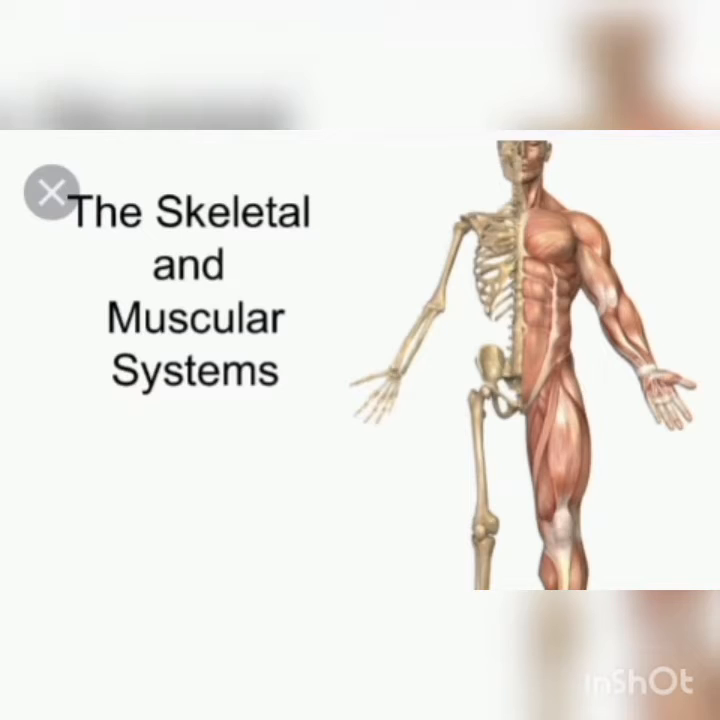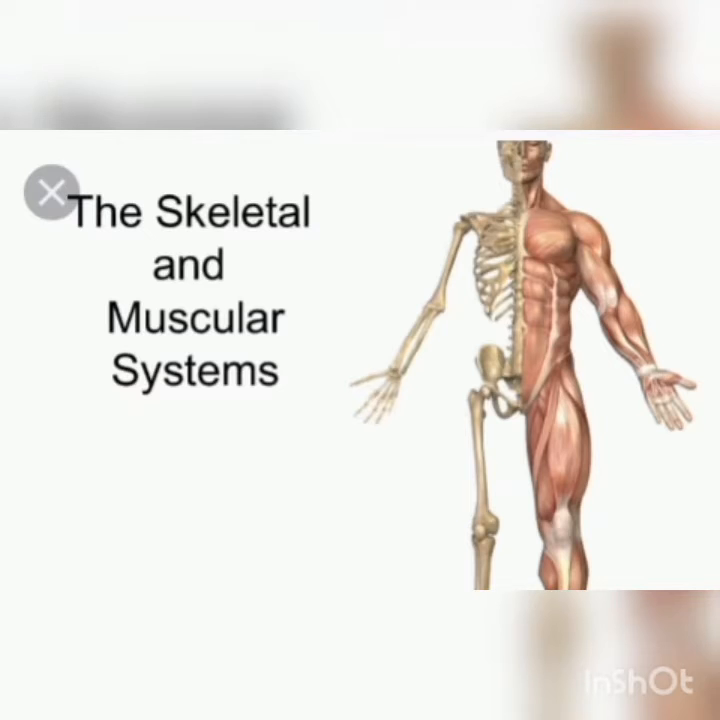Here are some functions of the skeletal system. It gives shape and support to our body. It protects the soft internal organs. For example, the skull protects the brain, the rib cage protects the heart and the lungs, and the backbone protects the spinal cord. And it allows the movement of different parts of the body.